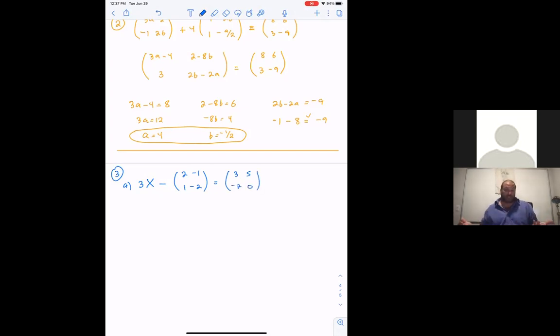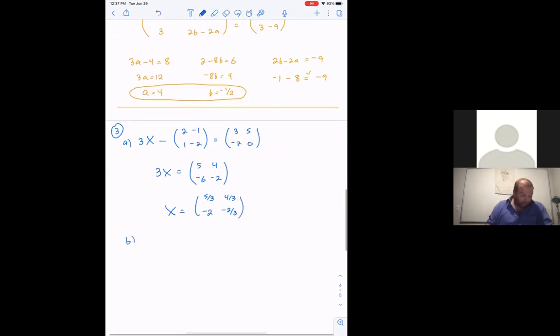Well, you get x by itself. How do we do that? Let's first add that matrix to the other side, just as if it was a variable. So when we add it, we get 5, 4, negative 6, negative 2. And then we divide by the number 3, which you can do. You can't divide by a matrix, but you can divide by a number. And if you don't like dividing, you can say multiply by a third. Either way, we get x is equal to 5/3, 4/3, negative 2, negative 2/3.